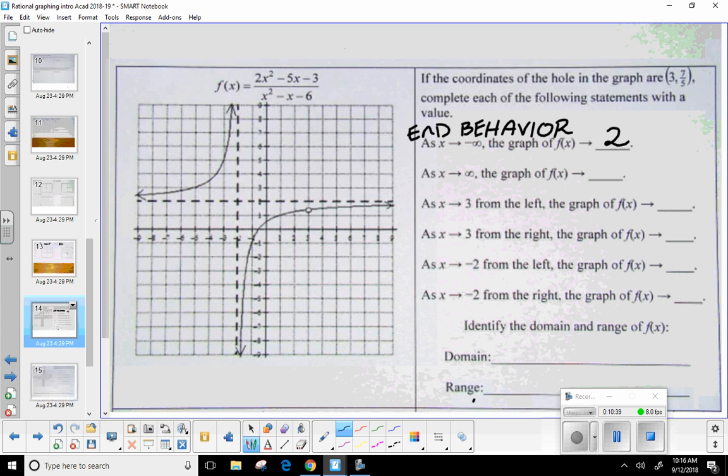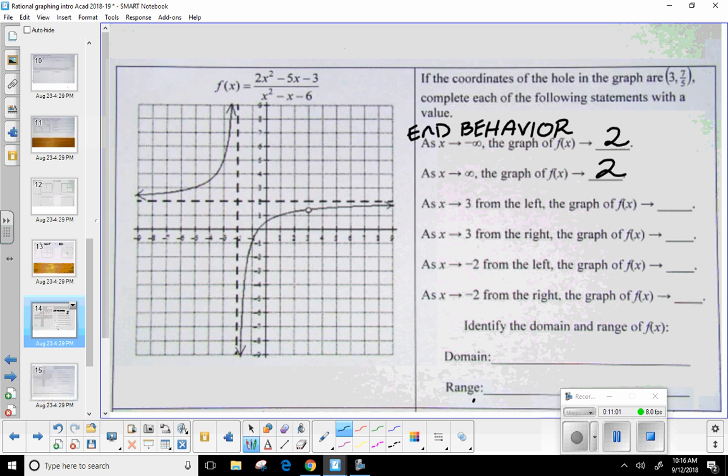So what happens in the opposite direction? If I get on the positive x-axis and I just keep traveling, what's that function going to get close to? 2, but again, it's not going to touch it. There we go. That's what we call the end behavior. Okay, we want to focus on the horizontal asymptotes. Well, now the next two, as we approach 3 from the left and the right.